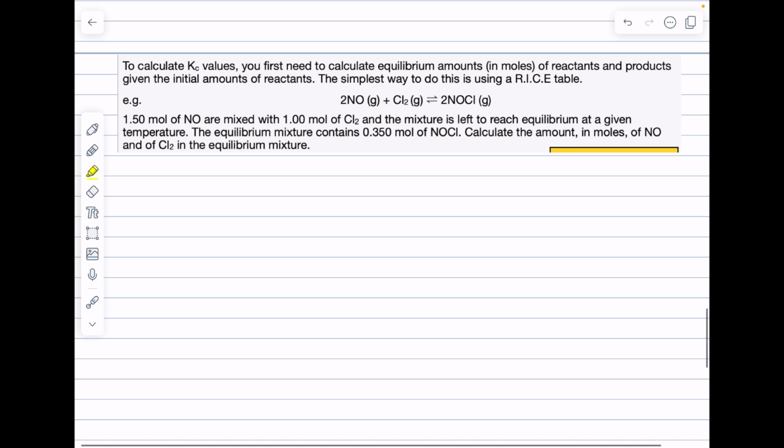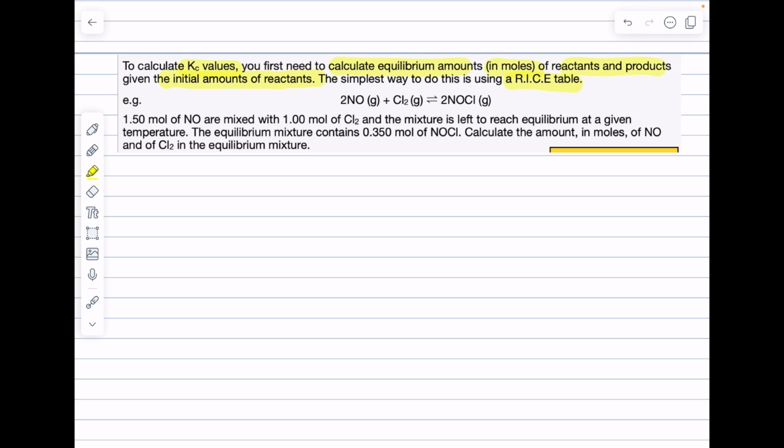Now, in order to calculate Kc, you do need to be able to calculate the equilibrium amounts, so the amount in moles of reactants and products, given the initial amounts of reactants, and honestly the best way to do that is using what I call a rice table. So I'm going to show you how to do that here.